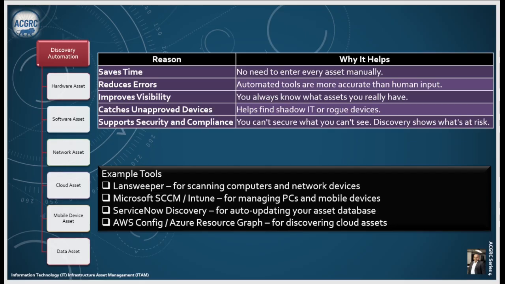Now, summarizing discovery automation: it saves time, so there is no need to enter every asset manually. It reduces error, it improves visibility, it catches unapproved devices, and it supports security and compliance. Some of the tools are Lansweeper, Microsoft SCCM, Intune, ServiceNow Discovery, AWS Config, or Azure Resource Graph. These are some tools. There are many more in the market that you can refer to.